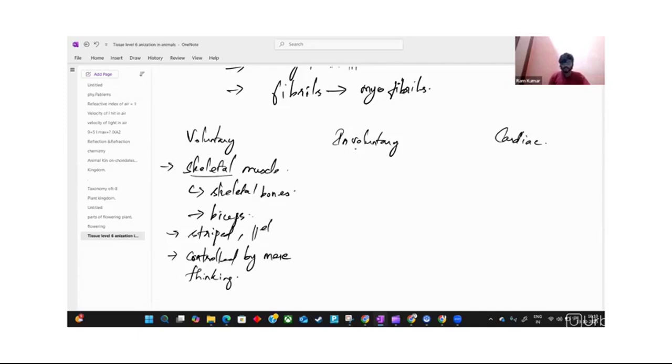Okay, involuntary muscles are called smooth muscles, or soft muscles, where the fibers taper at both ends, which is a fusiform shape. They are not straight, they are non-straight, which means they are not arranged in parallel.